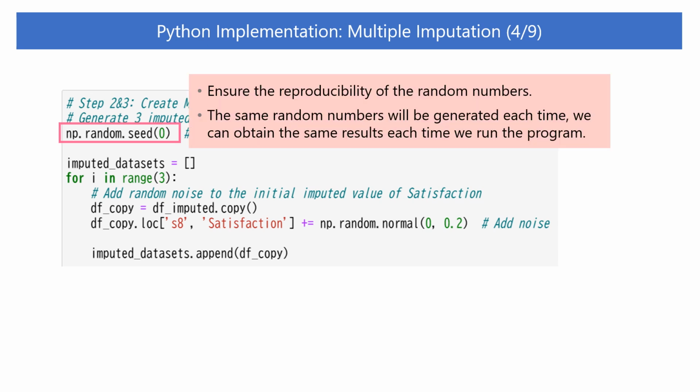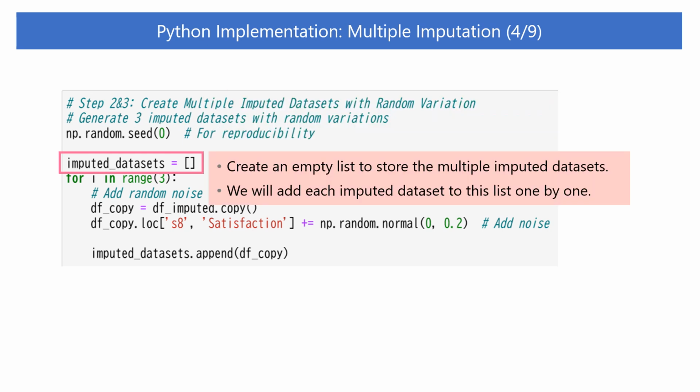First, use NumPy random seed 0 to ensure the reproducibility of the random numbers. The same random numbers will be generated each time. We can obtain the same results each time we run the program. This ensures the consistency of the experimental results. Next, create an empty list named imputed_datasets to store the multiple imputed datasets. We will add each imputed dataset to this list one by one.